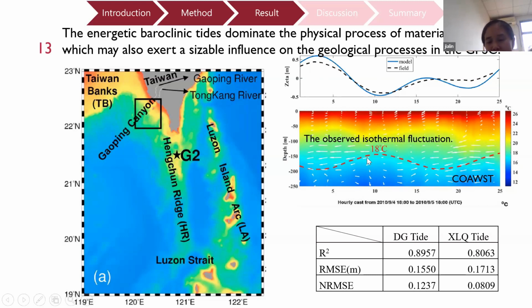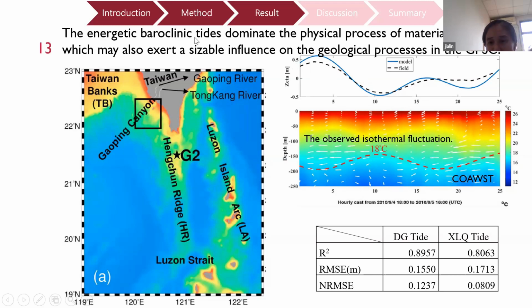However, the internal tide is something else. It's not exactly going together with the surface tide. Here the red curve shows the temperature variation observed by a mooring near Gaoping Submarine Canyon. In this location, we can see the red curve is actually out of phase with the blue curve. The blue and black curves are the surface tide we can see with our eyes.